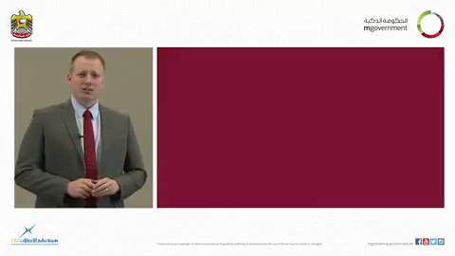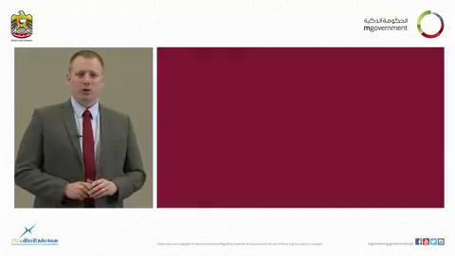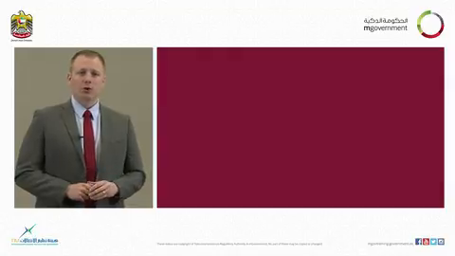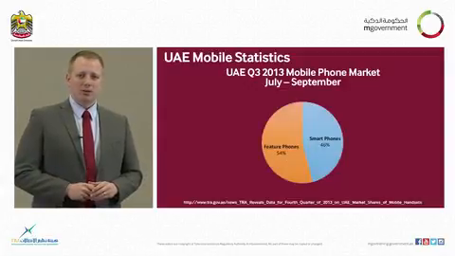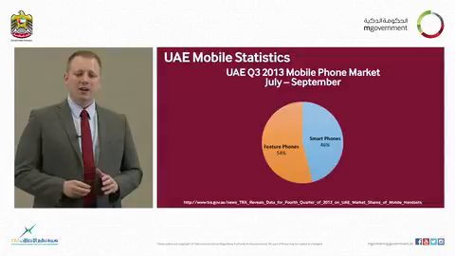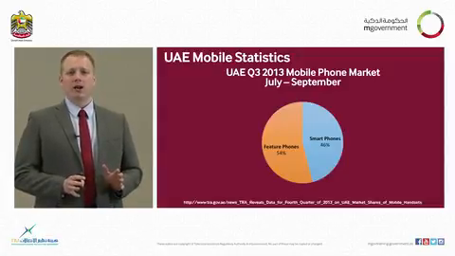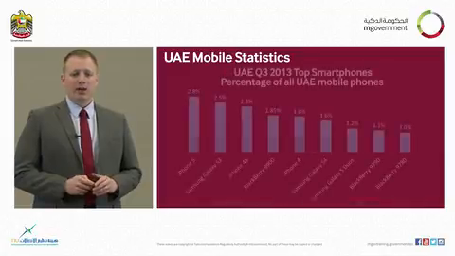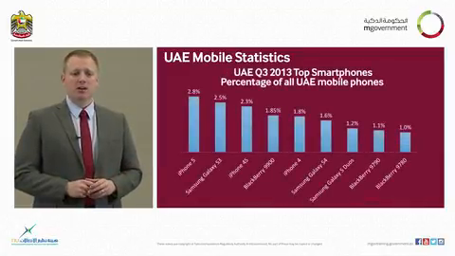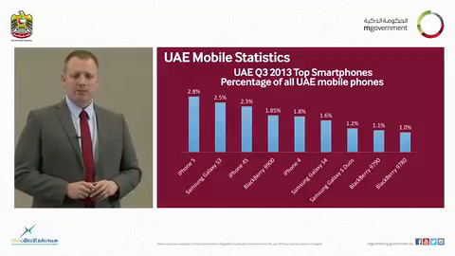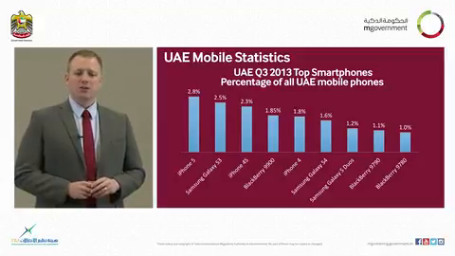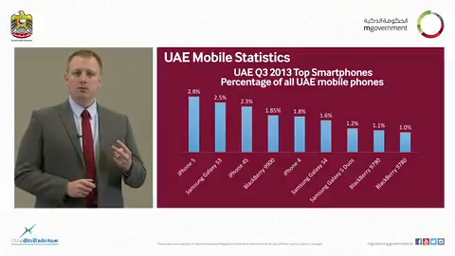So what we have are some statistics that come directly from the TRA. These reflect the actual state of the mobile market in the UAE throughout the third quarter of 2013 through the first quarter of 2014. We start by looking at this pie chart of the third quarter of 2013. We will see that there is a majority of feature phones in the market at that time. And if we look at what the most popular smartphones are during that time, we will see that the top three are the iPhone 5, the Samsung Galaxy S3, and the iPhone 4S. So of the top three, 2 iPhones, 1 Android.